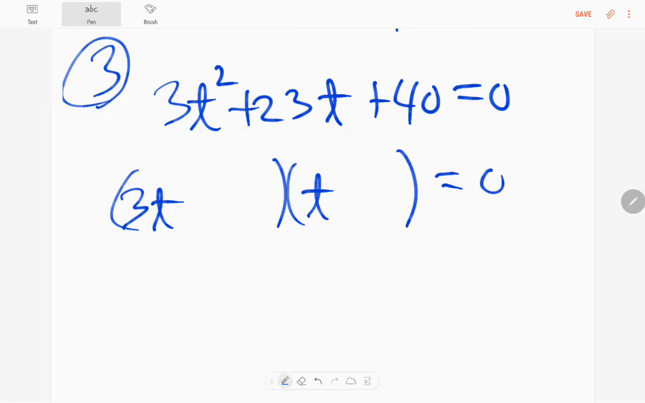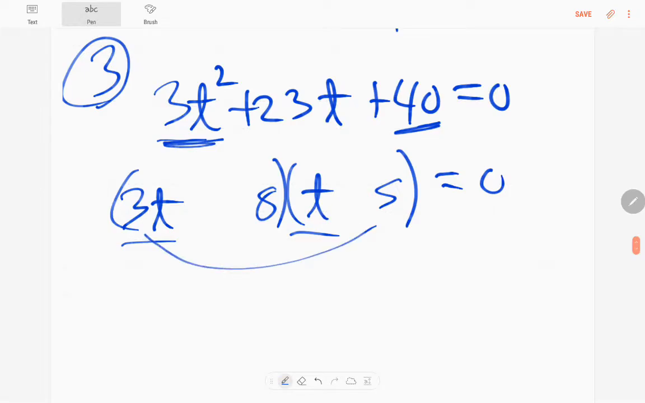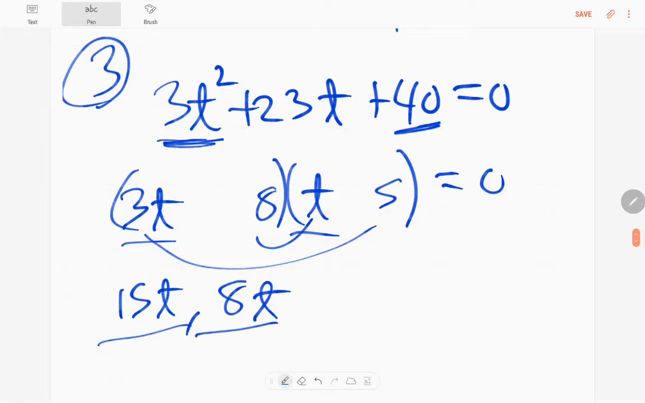So the first thing to do is come up with two expressions that will multiply to give you 3t squared. Now come up with two numbers that will multiply to give you 40. We could try 8 and 5. If we do 8 and 5, notice the outer is 15t. The inner is 8t. I think I got lucky on the first try, because if I add 15t to 8t, I do get 23t. So those both should be positive.